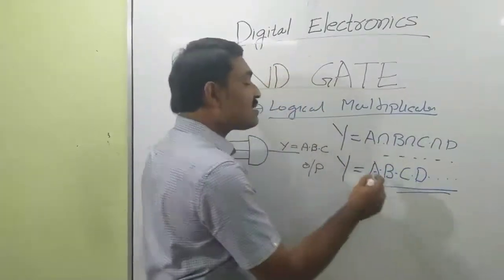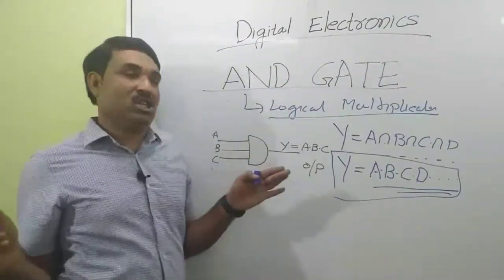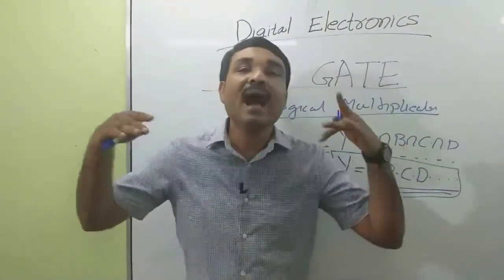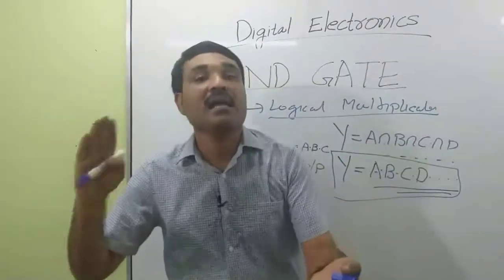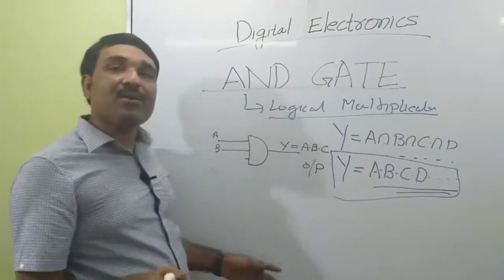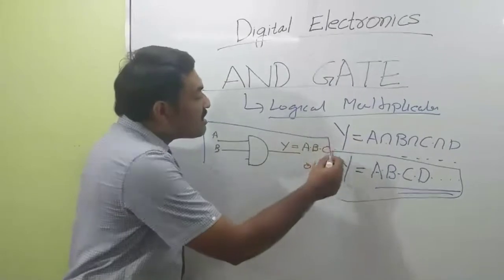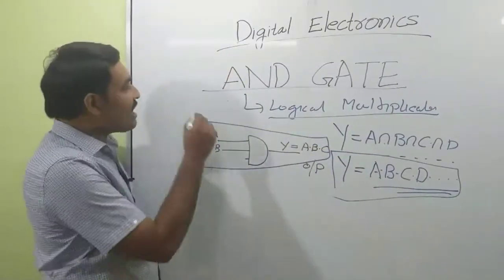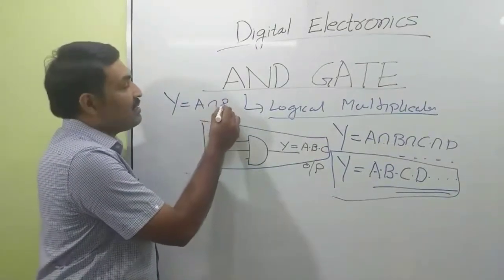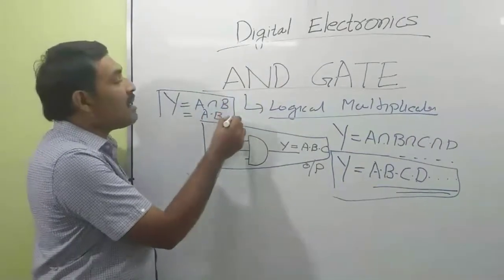So this is the usual representation of logical multiplication. So intersection is replaced by dot. That is a product. Then the output will be high if all the inputs are high. If any of the inputs is low, then the output is low. Now we can draw a truth table for two inputs. This represents the circuit symbol for the AND gate. The logical operation taking place is Y is equal to A intersection B, that is equal to A dot B. This is a logical multiplication.